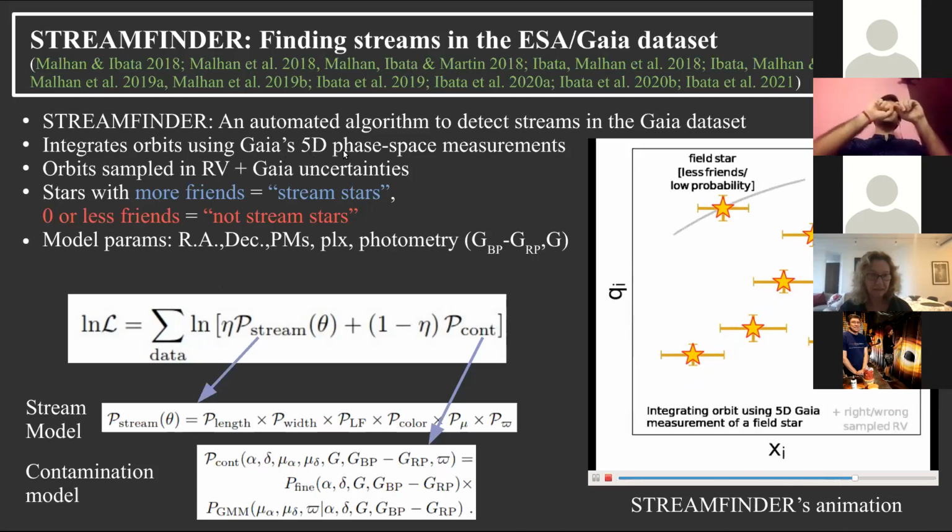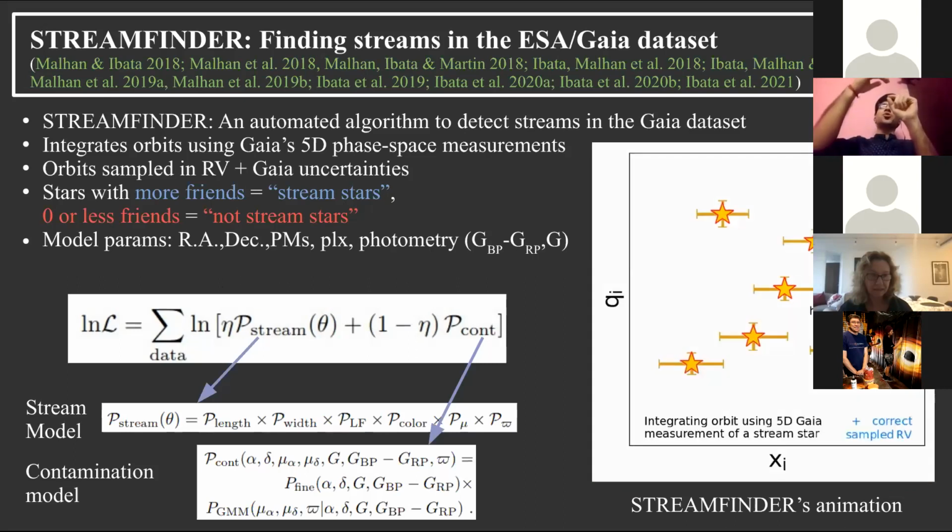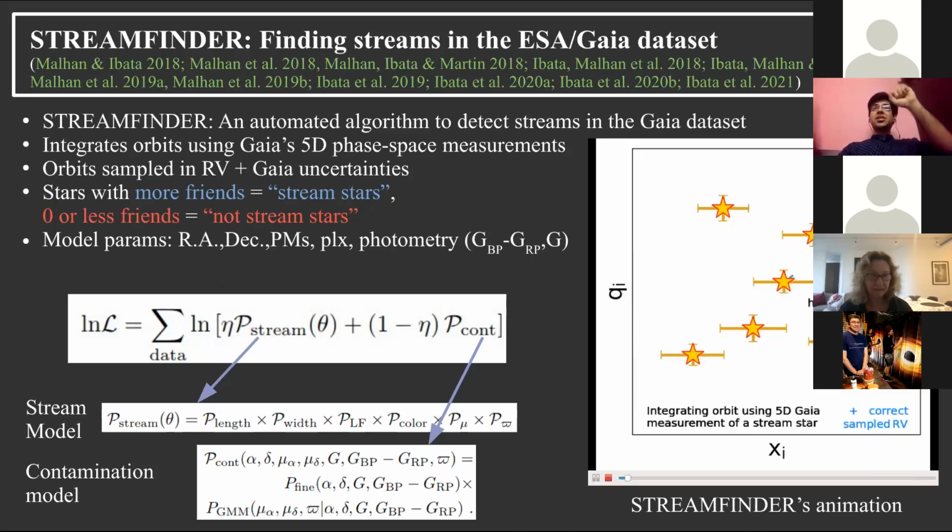What StreamFinder does is that it uses the phase space information of that star and it integrates an orbit, right? But in doing so, because a star does not have radial velocity, it samples over the orbit. So for a given star, we end up sampling over 10,000 orbits or so. And if the star that you're analyzing is a stream star, and if you hit upon the right radial velocity, then the orbit will see you through the remaining star members of that stream, and in that case, the star will get a higher likelihood value.